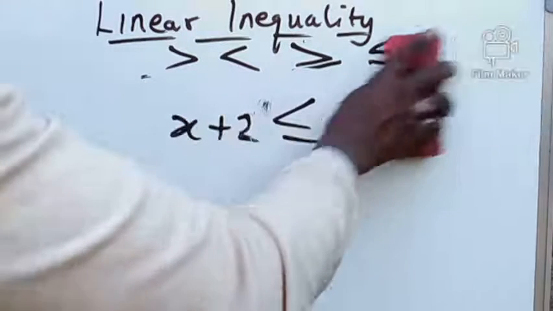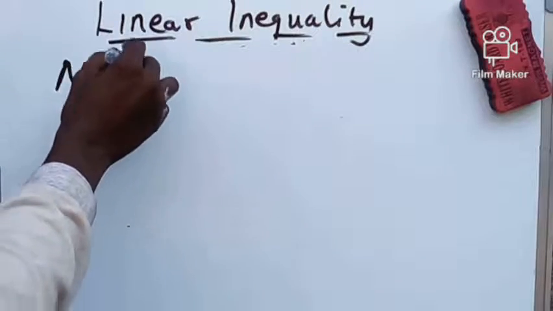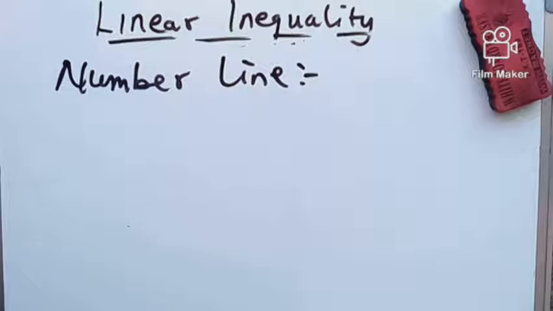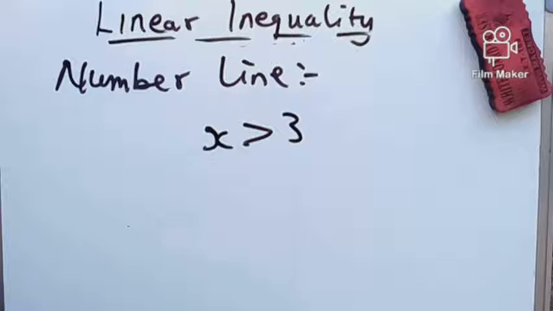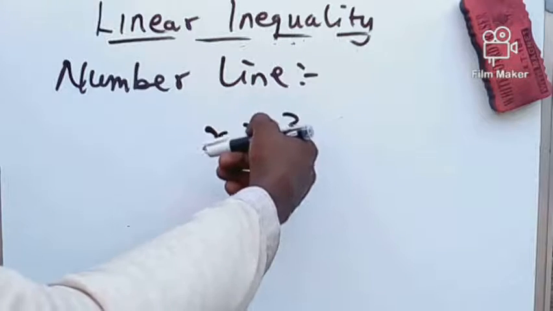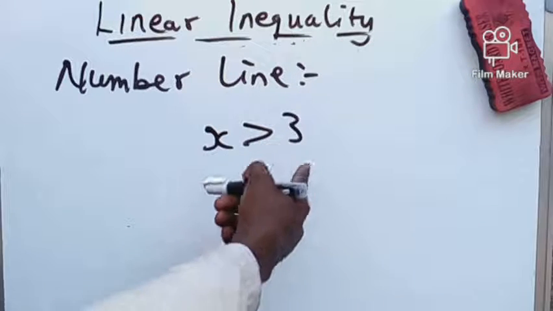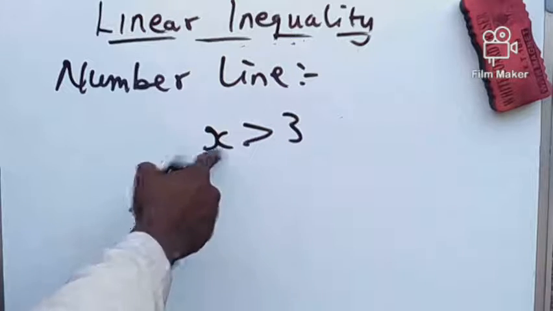So let's begin with the first concept on inequalities, which is the number line. Now, what is a number line? A number line is simply a line that shows a range of values. Notice that if I say x is greater than 3, what does it mean? It simply means that x is a range of values, beginning from what? 3 and above, beginning from 4 and above. Since we say it is greater than 3, it means that 3 is not included. So we have something from 4 and above. That is what x is.